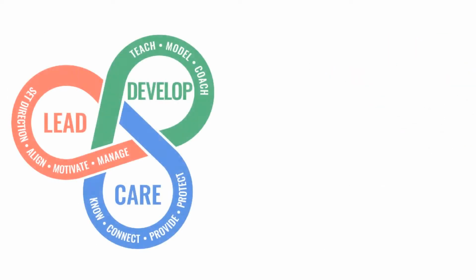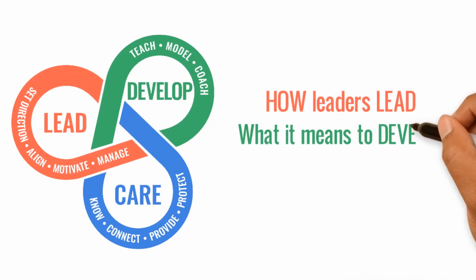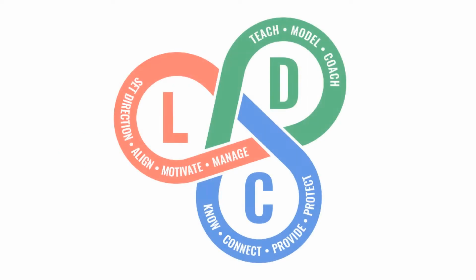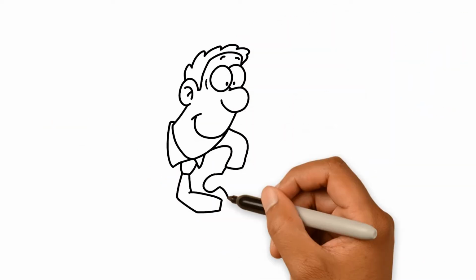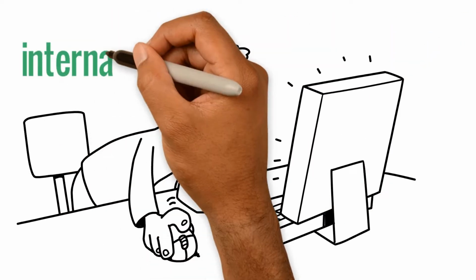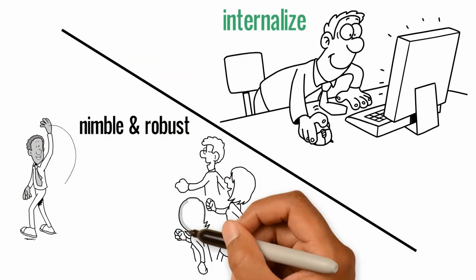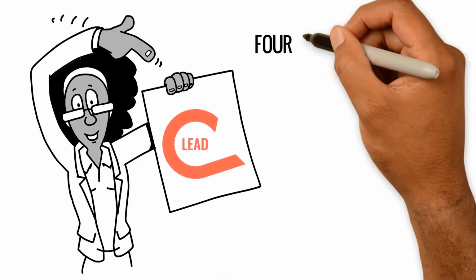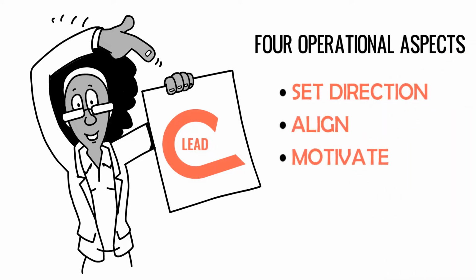The 11 operational aspects go on to explain how leaders lead, what it means to develop, and the essence of care. Each operational aspect is a unique facet of what it looks like to lead, develop, or care well. By taking a few minutes to memorize 14 words, you can internalize and begin using this nimble and robust model for leading people. In this segment, we're going to break down the lead function into its four operational aspects: set direction, align, motivate, and manage.